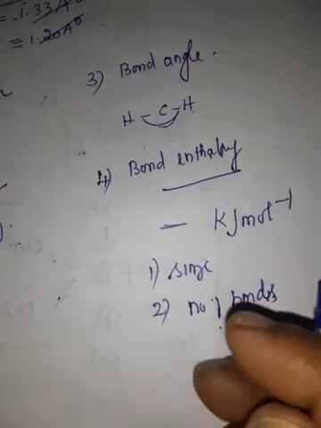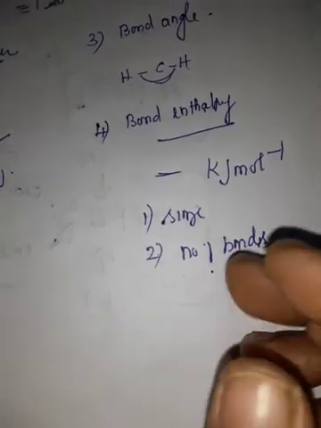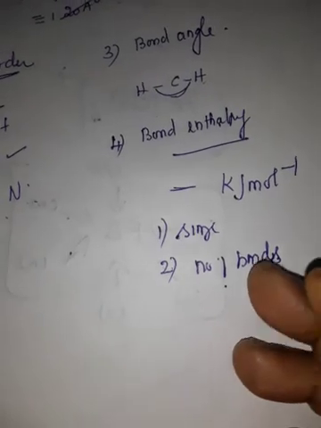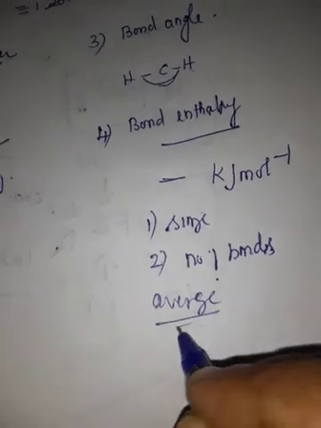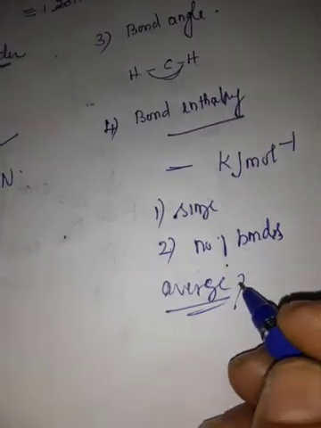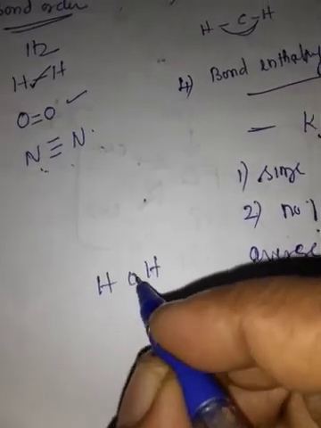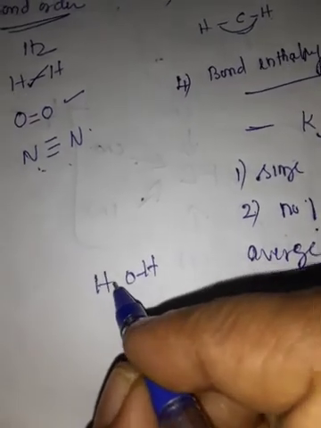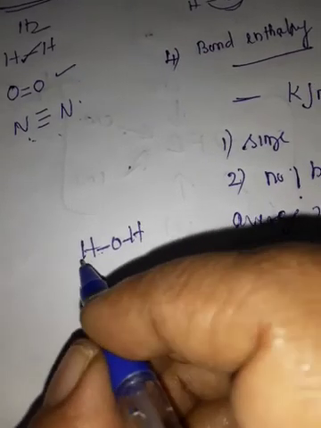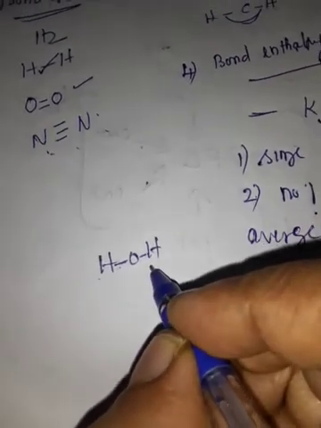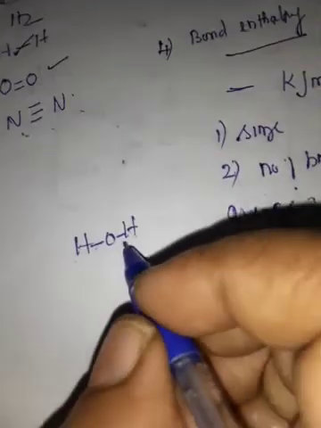In the case of polyatomic molecules, there are two or more bonds of the same type, so the average bond enthalpy is used. What is average bond enthalpy? Now I'll show an example. Take the water molecule, H2O. Here is one O-H bond, and here another O-H bond. There are two O-H bonds, both the same. We might say the energy needed to break both bonds is the same, but it is not.